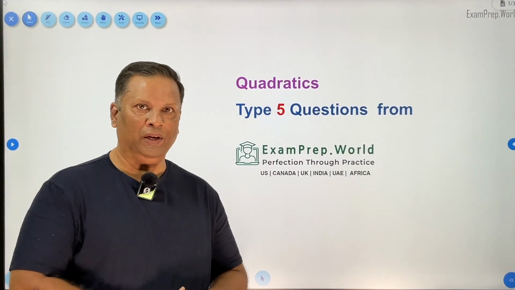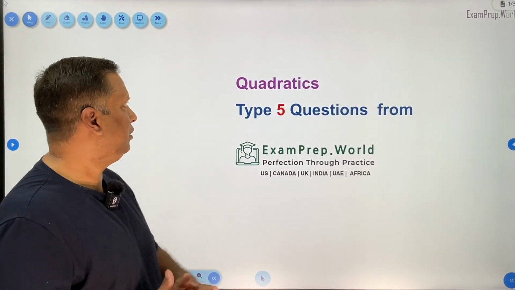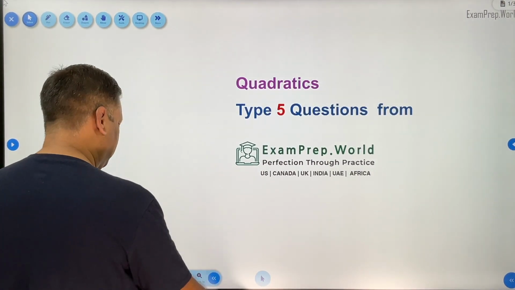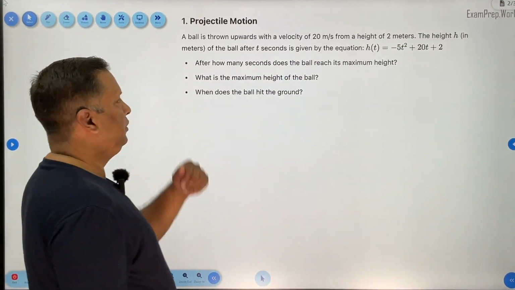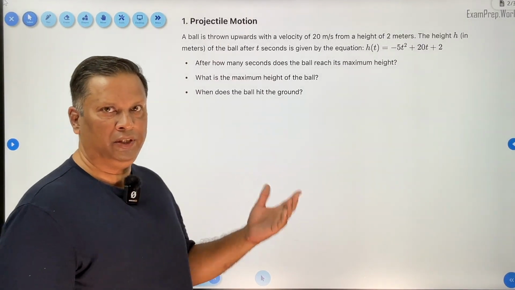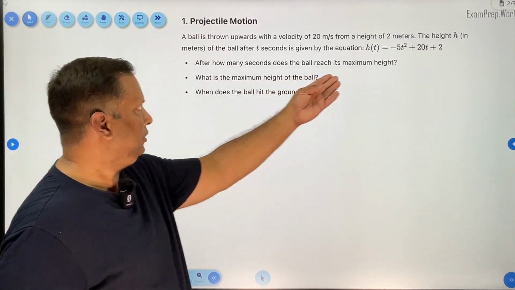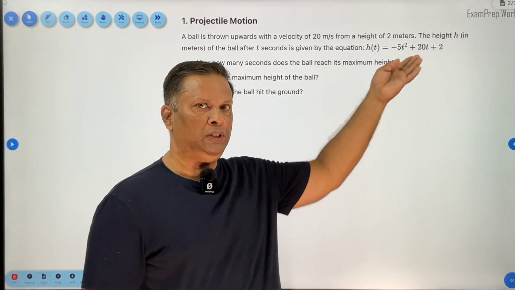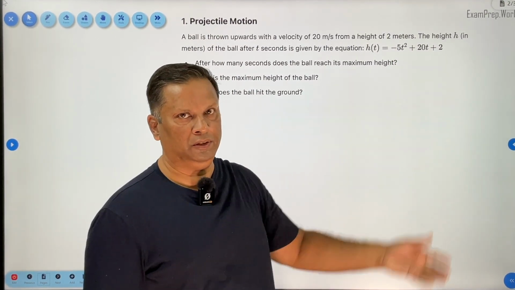Hi kids, so we have reached type 5 questions of quadratics. So let's begin with them. We have a criteria C question here where you are given a quadratic function, and then you are given some questions. Using that function we will answer this question.